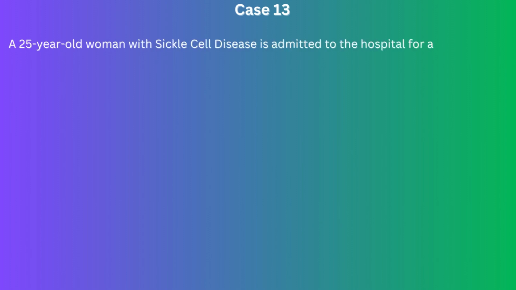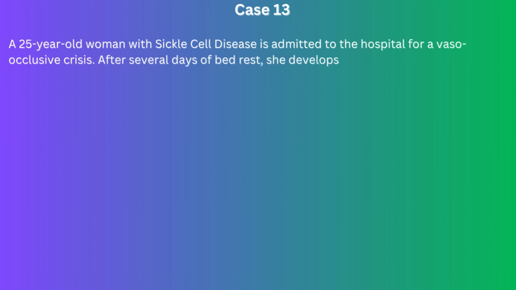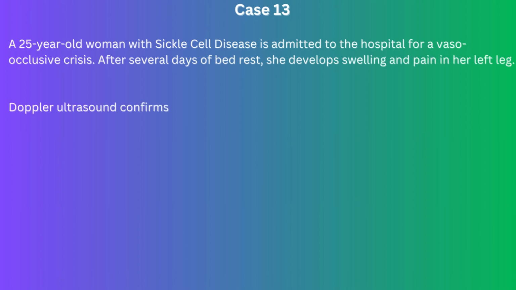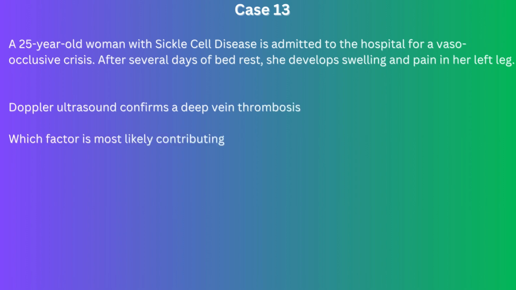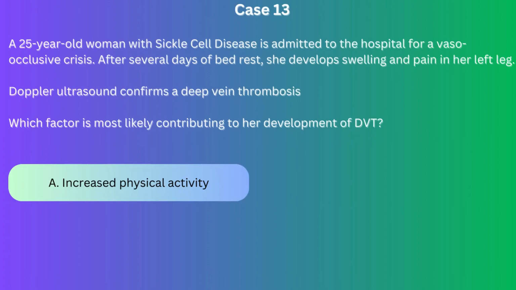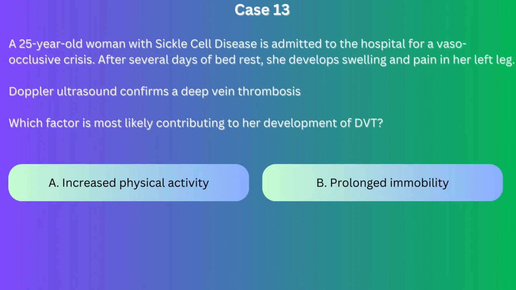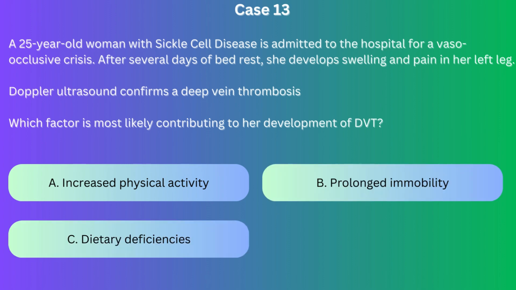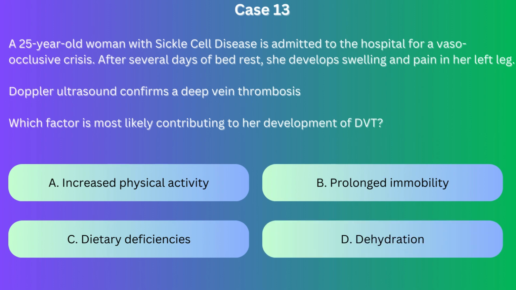Case number 13. A 25-year-old woman with sickle cell disease is admitted to the hospital for a vaso-occlusive crisis. After several days of bed rest, she develops swelling and pain in her left leg. Doppler ultrasound confirms a deep vein thrombosis, DVT. Which factor is most likely contributing to her development of DVT? A. Increased physical activity. B. Prolonged immobility. C. Dietary deficiencies. D. Dehydration. Answer: B. Explanation.